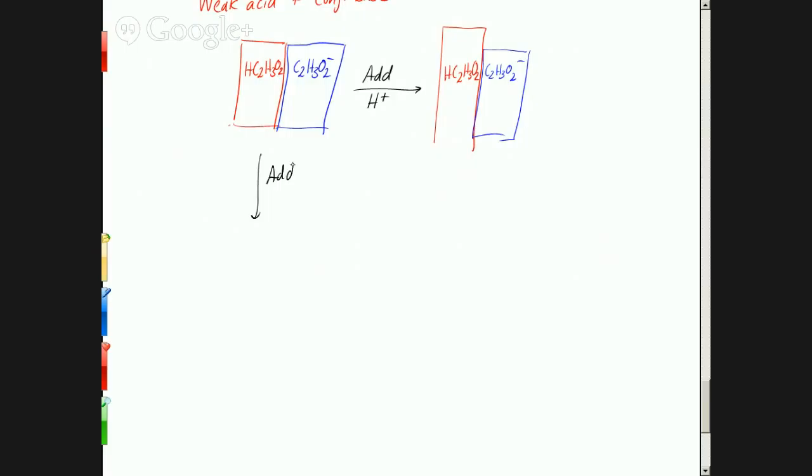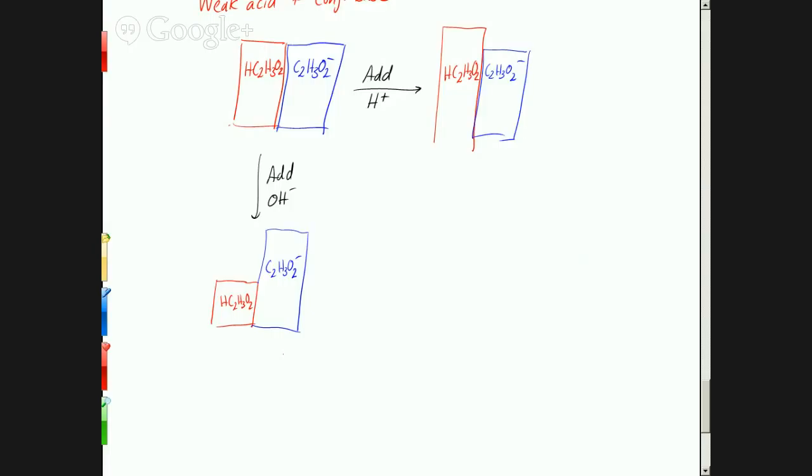If we add a strong base, like hydroxide, we're going to pull that hydrogen off of the acetic acid that's in there. So now we're going to have less acetic acid and more acetate, but again, it doesn't affect the overall solution. It's not messing with the water molecules in solution, and so it's not affecting the pH.